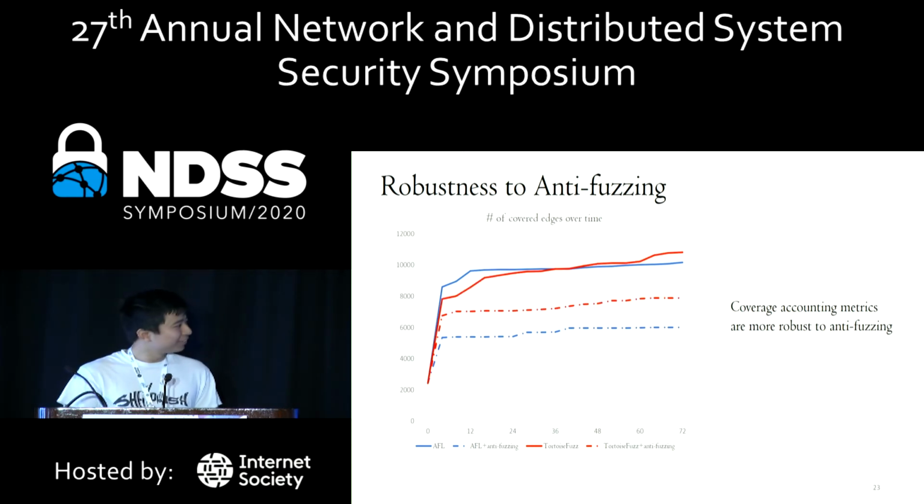And as you can see, the top line is actually the result of TortoiseFuzz against the normal programs. This TortoiseFuzz can achieve comparable results in terms of code coverage with AFL. And then when it's targeting the programs compiled with anti-fuzzing, it is affected. But the performance degradation is only about 25%, and it shows robustness to some degree. And we're not claiming that TortoiseFuzz is not affected at all.